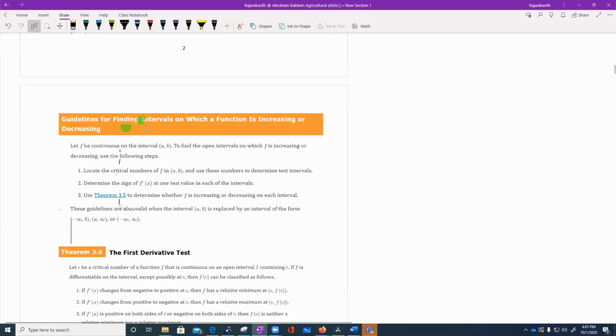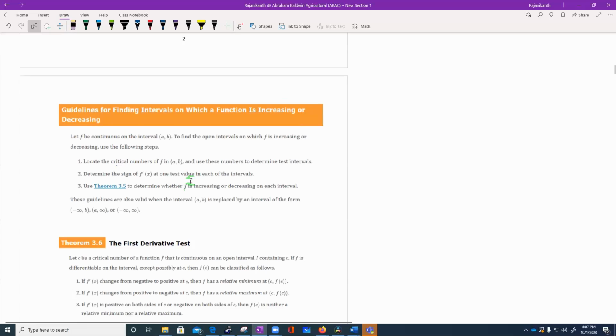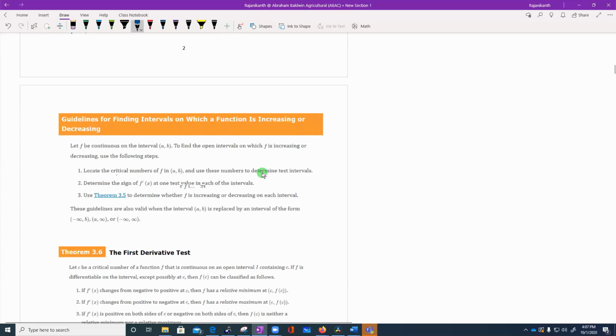Now this is the guideline we use to find whether the function is increasing or decreasing. First, identify the critical points, then divide the domain into subintervals using those critical values. Then you have to find the sign of the first derivative in each interval. If we get positive, it is increasing, and if it is negative, it is decreasing. Okay. So this is all about finding increasing, decreasing intervals of a function.